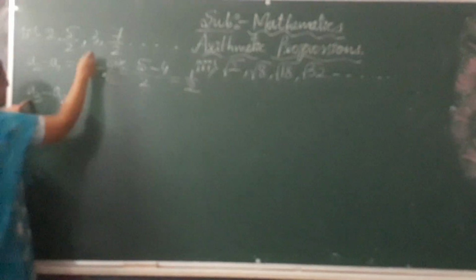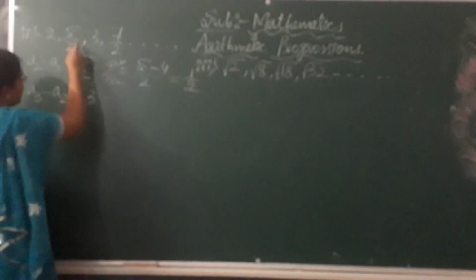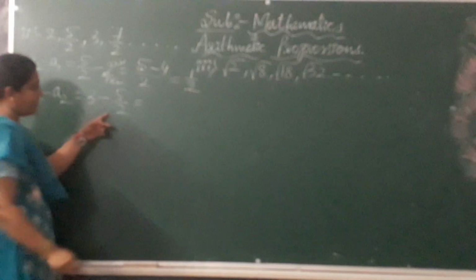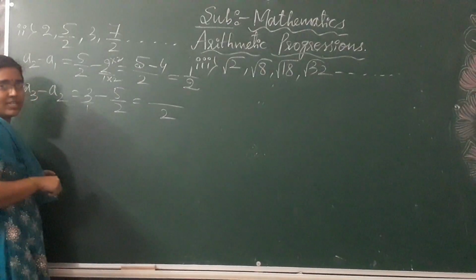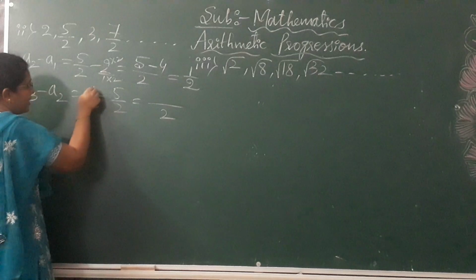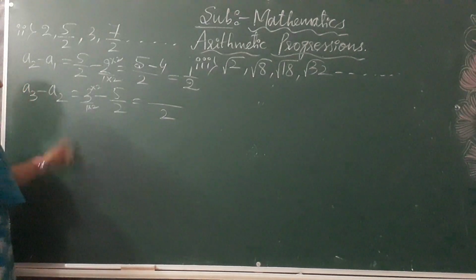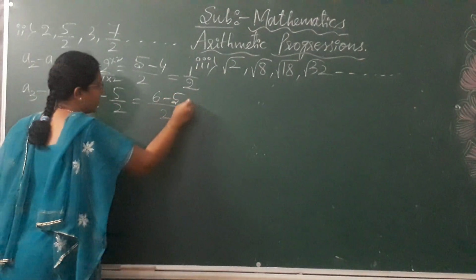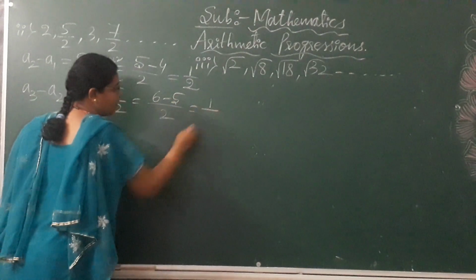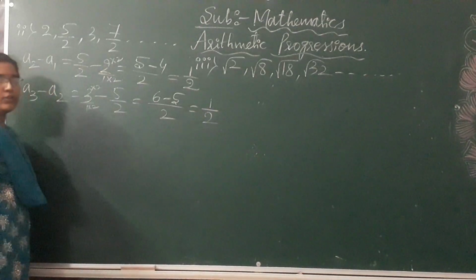Like this only, find the difference between the third term and second term. A3 minus A2: the third term is 3 minus the second term 5 by 2. Here also we should equalize the denominator. LCM will be 2 here. Here the denominator is 1, so multiply by 2 to equalize the denominator. Multiply it, 3 2s are 6 minus 5. 6 minus 5 equal to 1 divided by 2.